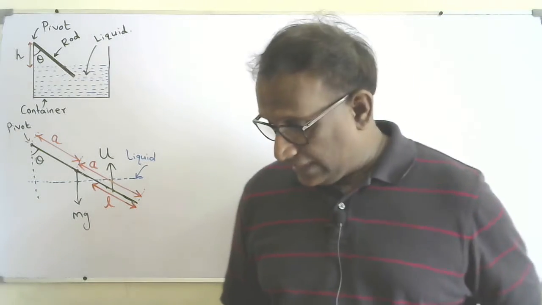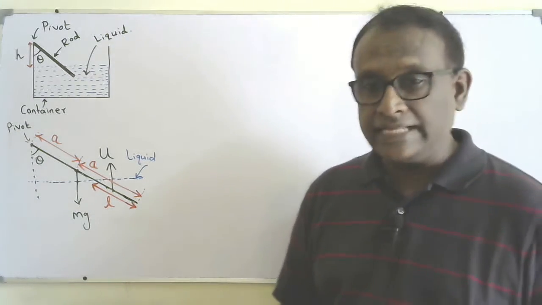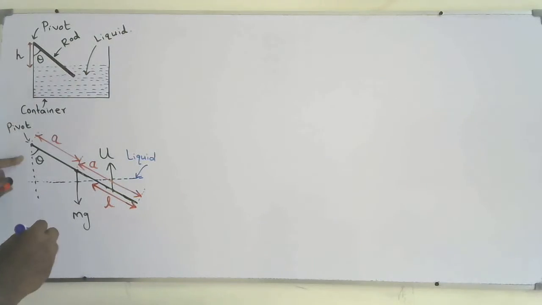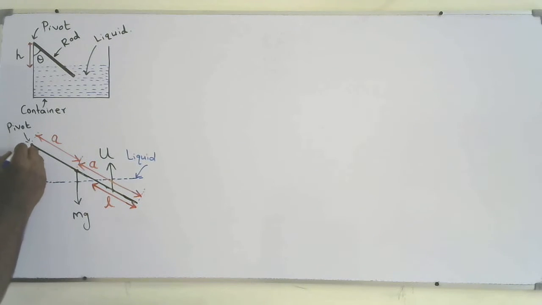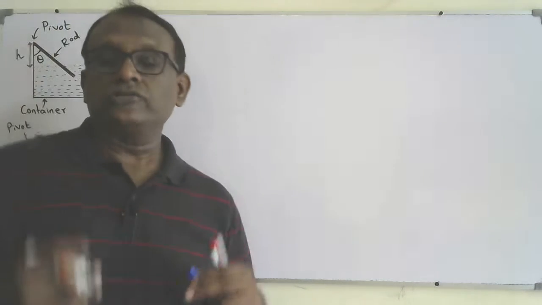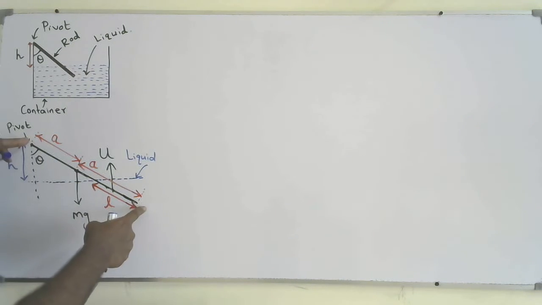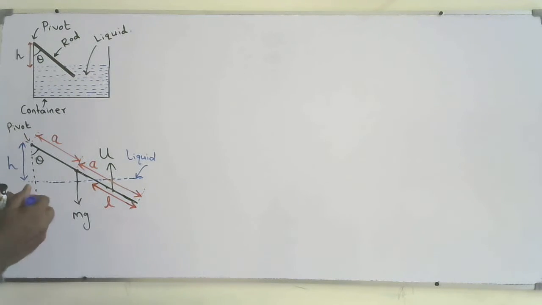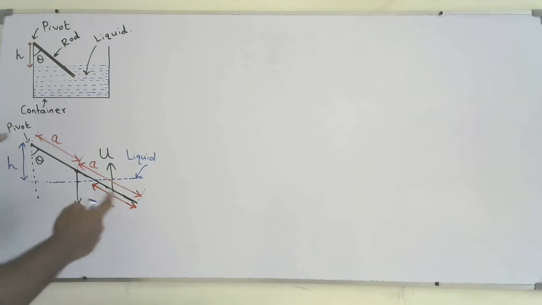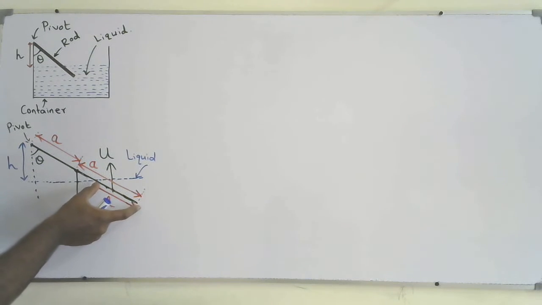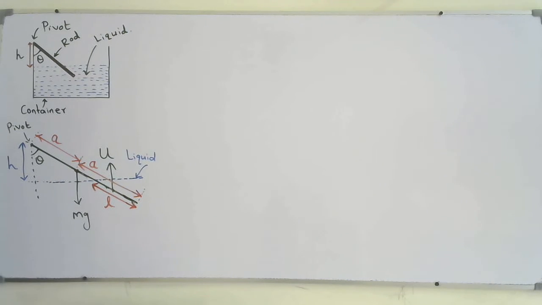Okay, so the rod is at rest, at equilibrium. Now I need to find cos theta. According to this diagram, we know this height is h, this height is h. So what is the length of the rod above or outside the liquid? How to find it? The total length is 2a. So 2a minus L is the length of the rod outside the liquid.